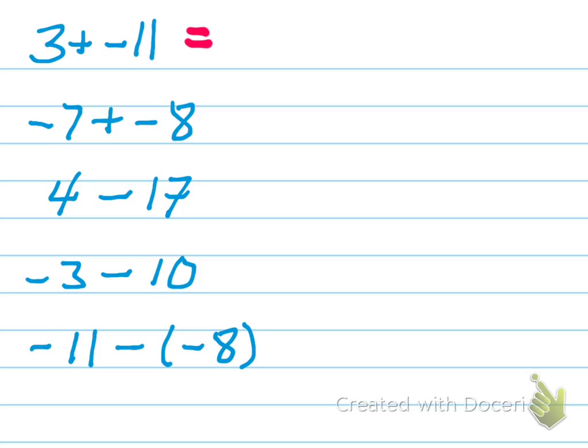The first problem here, 3 plus negative 11. Okay, this one is already an addition problem because we're adding a positive and a negative number together. We're adding 2 things with different signs, so we're going to find the difference, and the difference between 3 and 11 is 8.